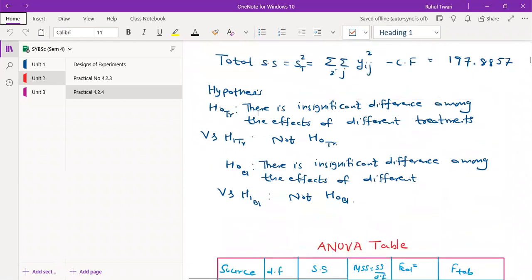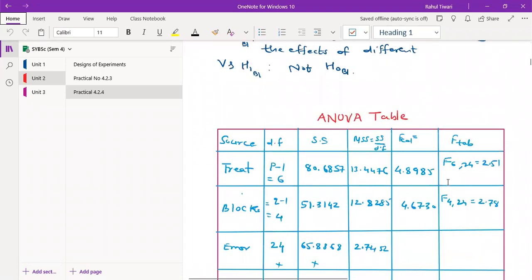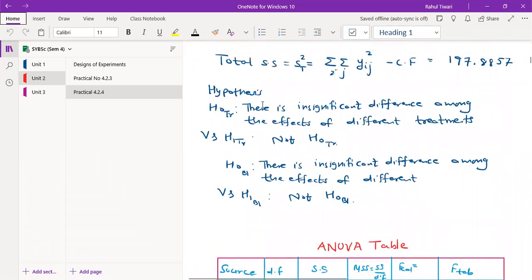You are rejecting H naught, right? In both the cases, because your F calculated value will be more than F tabulated value. That means you are rejecting H naught. So rejecting H naught, that means what? There is significant difference. Okay? So there is significant difference among the effects of different treatments.